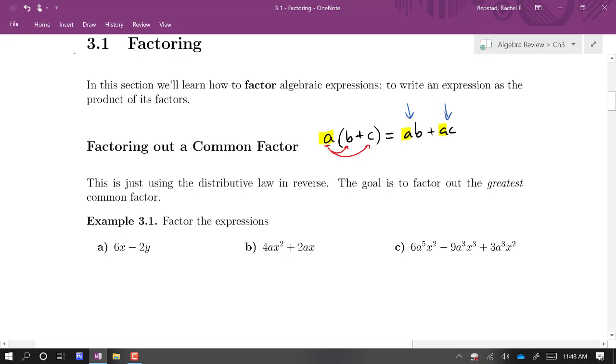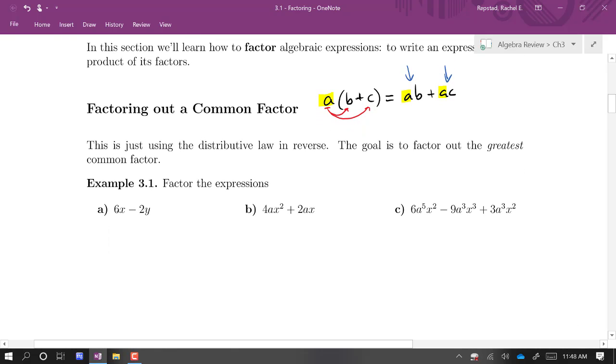We want to make sure that we factor out the greatest common factor, meaning take out everything that can come out, everything that they have in common. In example 3.1, part A, we're looking at the expression 6x minus 2y. The greatest common factor here is just the constant 2. So I'm going to take out a 2.